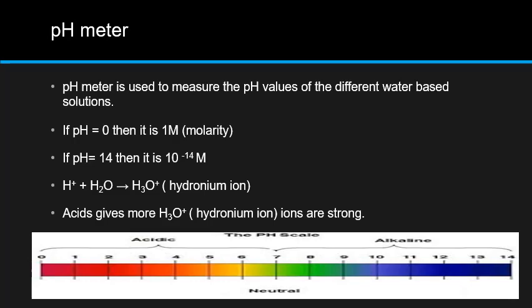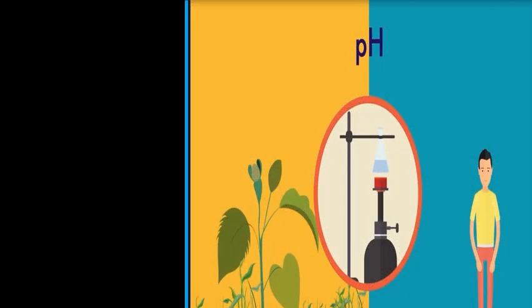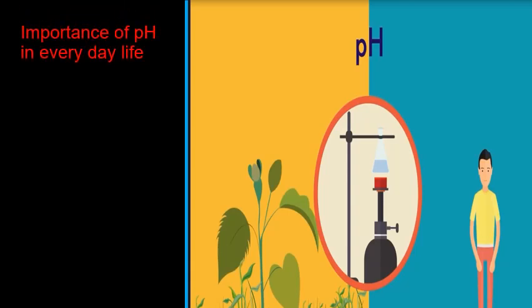So acid gives hydronium ions, which are very, very strong. Now coming to the effect of pH on animals, plants and human beings. Let us see what it is. Next, another important topic: the importance of pH in daily life.